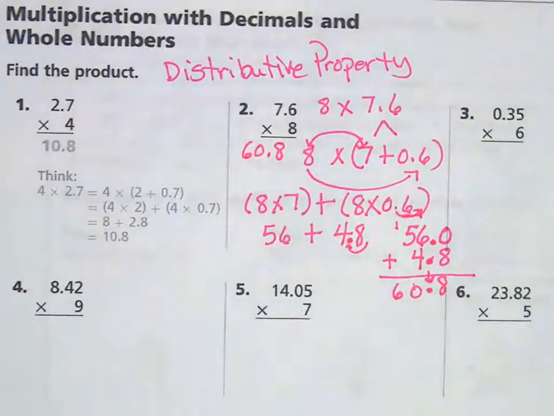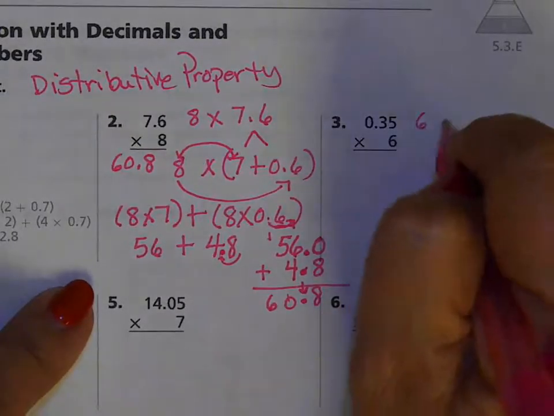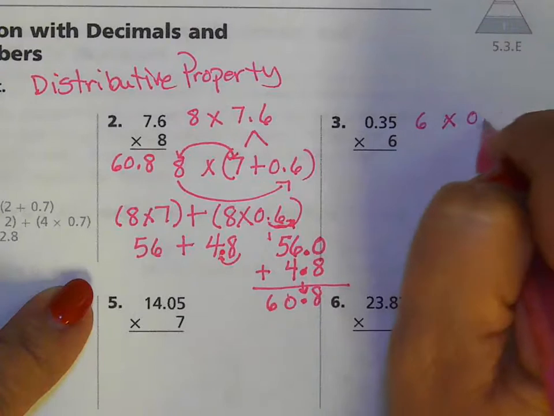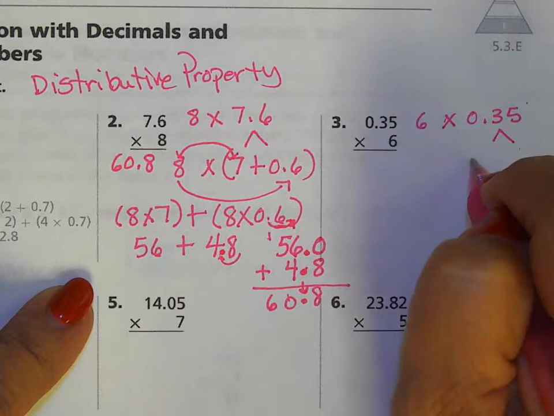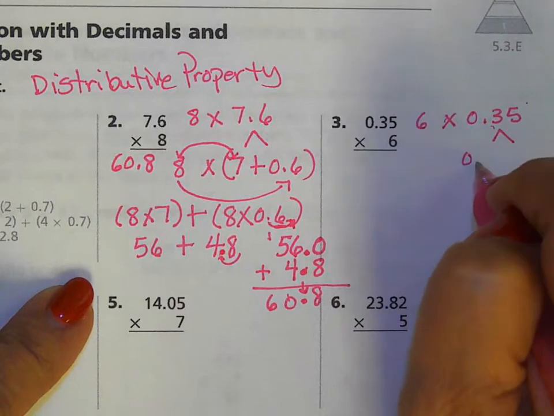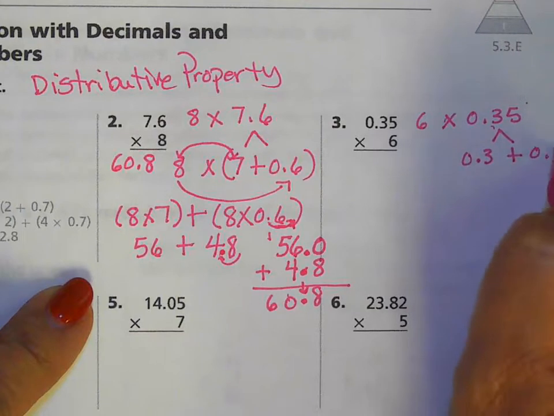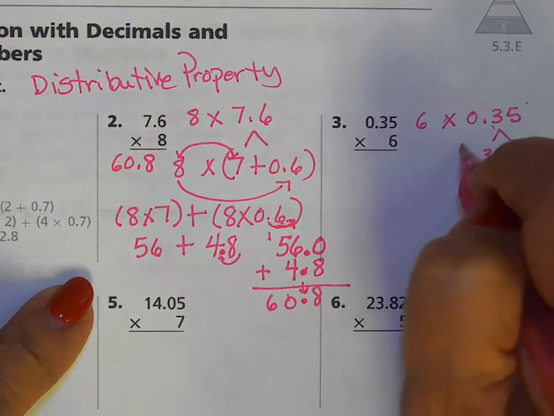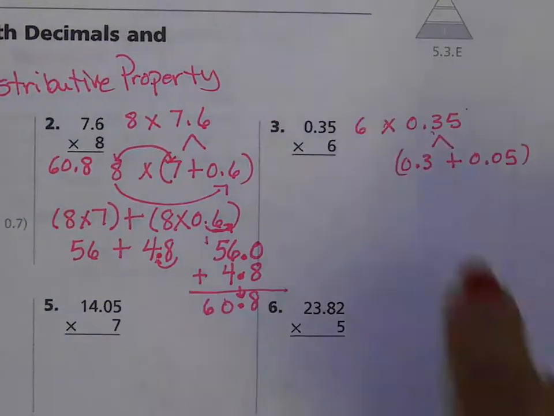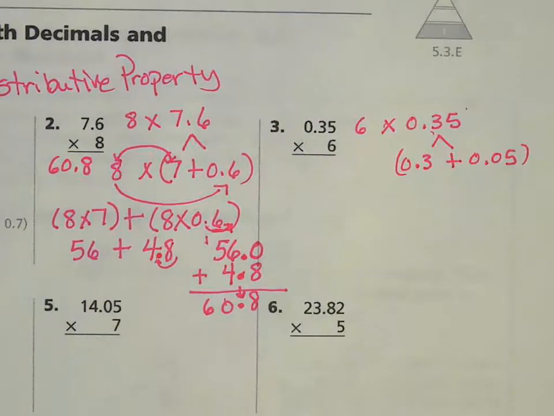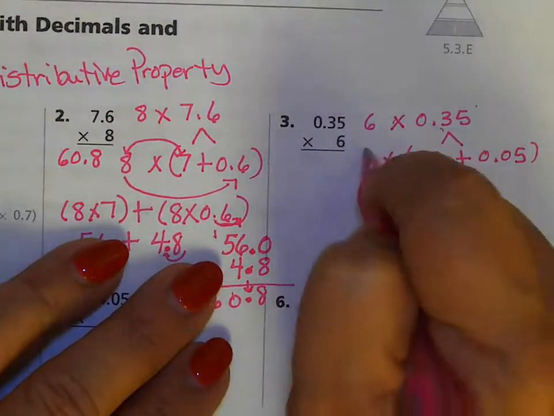Okay. Let's look at this next one. This is going to be 6 times 35 hundredths. Now I'm going to separate this, and now I have 3/10 plus I have 5 hundredths. Doesn't that equal 35 hundredths when I add them up? Yeah, absolutely. Then I'm going to bring down my multiplication sign and bring down the 6.